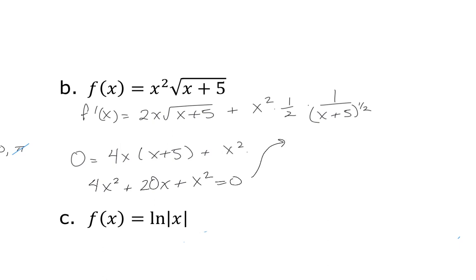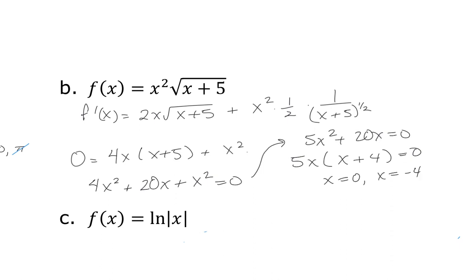So I have 5x squared plus 20x is equal to 0. I'm going to factor out a 5 and an x, leaving me x plus 4 is equal to 0. So x is equal to 0 and x is equal to -4.